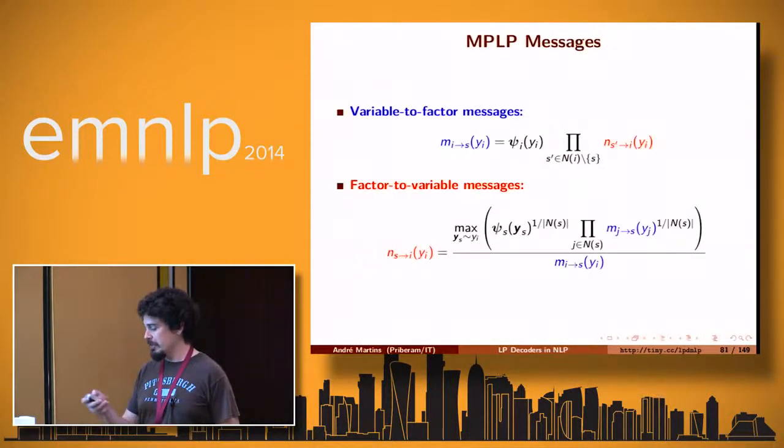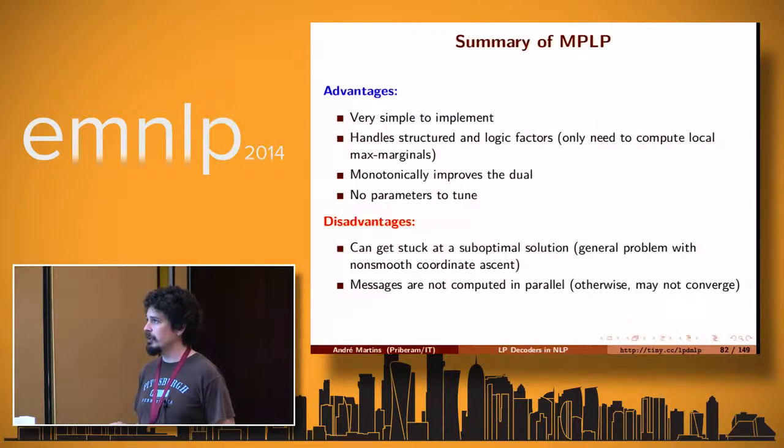The messages in MPLP are quite similar to the ones in standard belief propagation. The variable-to-factor messages are exactly the same. The factor-to-variable ones require exponentiating the messages by 1 over the degree of factor s. So it's the same kind of scheme that we also use in TRW-S. To summarize MPLP, this is very simple to implement. We just need to compute max marginals once again.